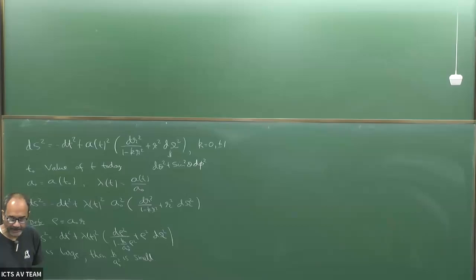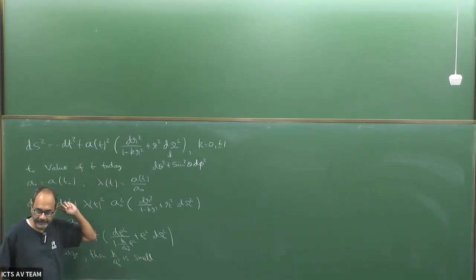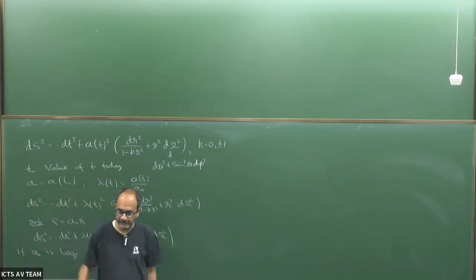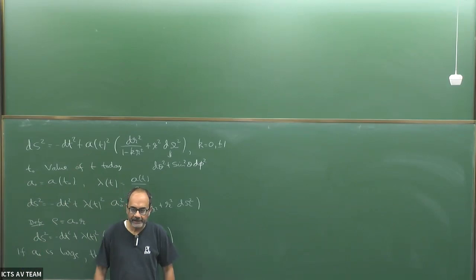Yeah, exactly. So k is 0 or plus minus 1, right? a naught is today's value of a, right? And all I am saying is that if a naught is large enough, then you will not be able to distinguish between k equal to 0 and k equal to plus minus 1.